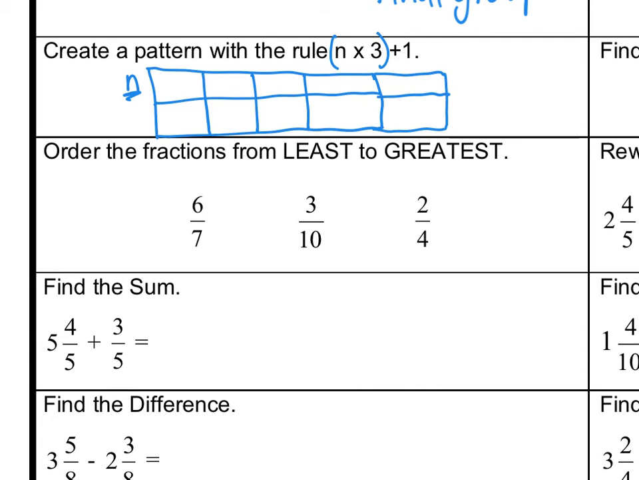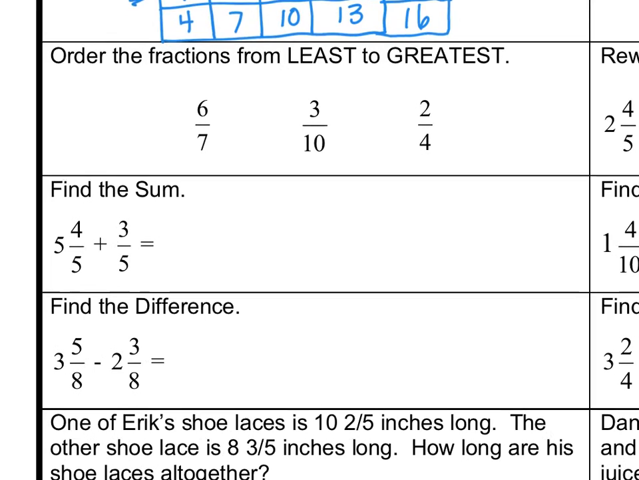Okay, so if we start and n is 1, 1 times 3 is 3 plus 1 is 4. If n is 2, 2 times 3 is 6 plus 1 is 7. If n is 3, 3 times 3 is 9 plus 1 is 10. And if n is 4, 4 times 3 is 12 plus 1 is 13. And if n is 5, we've got 5 times 3 is 15 plus 1 is 16. And there you have your pattern.